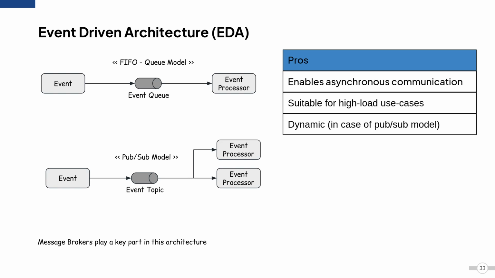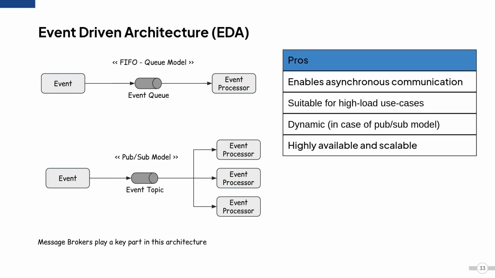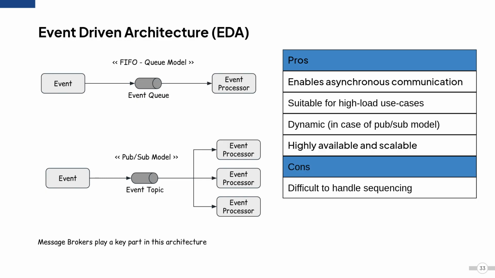And it's dynamic, particularly in the PubSub case, because you can add further event processors based on your requirements without modifying anything else. Another event processor just needs to subscribe to the event topic, and the broker will know there is an additional event processor now, and you can publish that message to this additional event processor. And it's highly available and scalable as well.